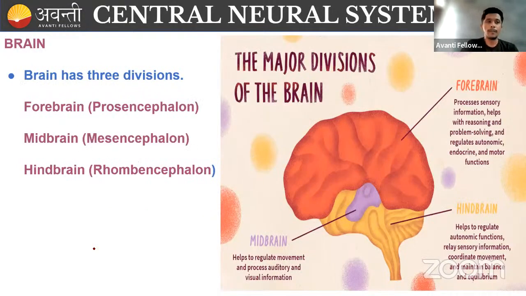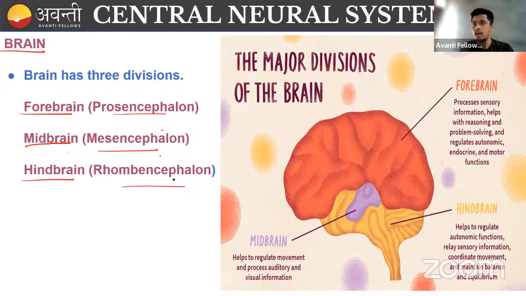All right, so let's go to the brain. Our brain can be divided majorly into three important regions. If you take the whole brain, we can divide it into three major regions: the forebrain, midbrain, and hindbrain. The forebrain is also called the prosencephalon, the midbrain is called the mesencephalon, and the hindbrain is also called the rhombencephalon. Prosencephalon, mesencephalon, and rhombencephalon. All right.